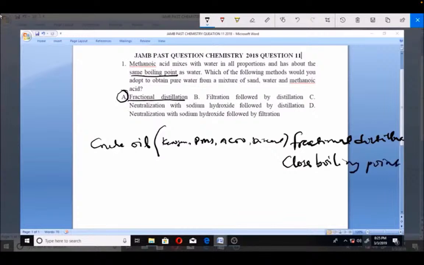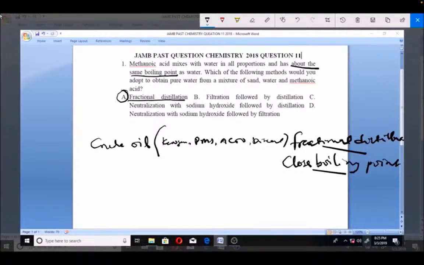And in this case, you're having something that is having about the same boiling point. Not actually the same, about the same. It's hard for you to have two substances of the same boiling point. So if they are about the same, that means they have close boiling points. Then the best option is fractional distillation.